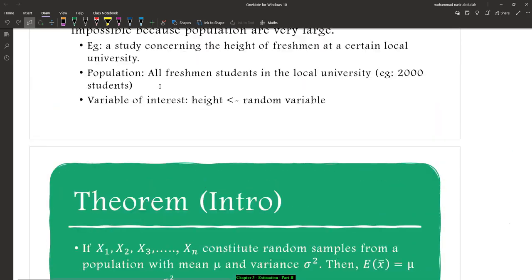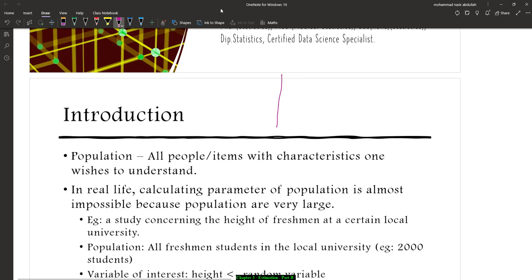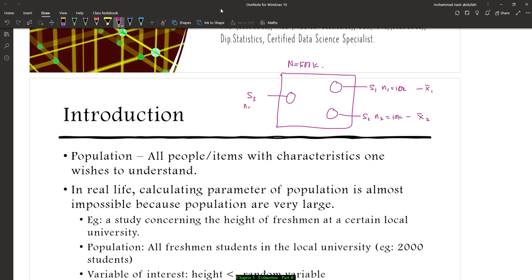So for example, let me show this example. Let's say I have Perak Tengah district, so I have capital N equal to 500,000 residents in Perak Tengah district. I can take a single sample, this is sample number 1, n1 equal to 10,000 people. I can measure the mean of the random variable that I want to study. Then I can take another one, sample number 2, n2 equal to 10,000, and measure the mean for the random variable under study. Or I can take another one, S3 with n3 equal to 10,000, and measure the mean of the random variable of interest.